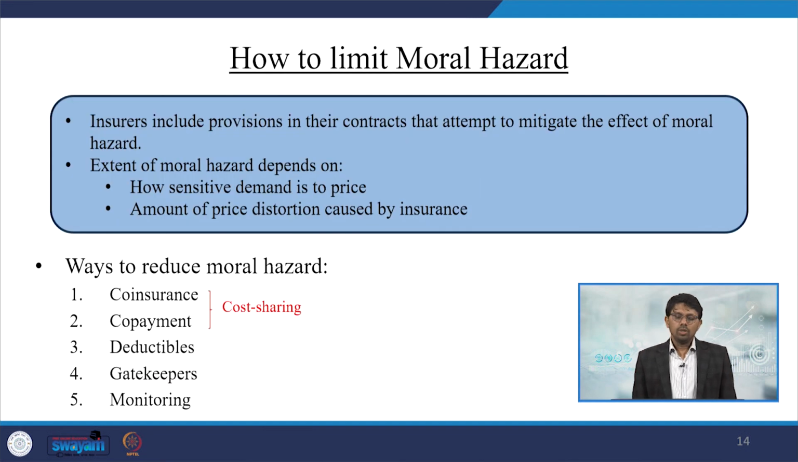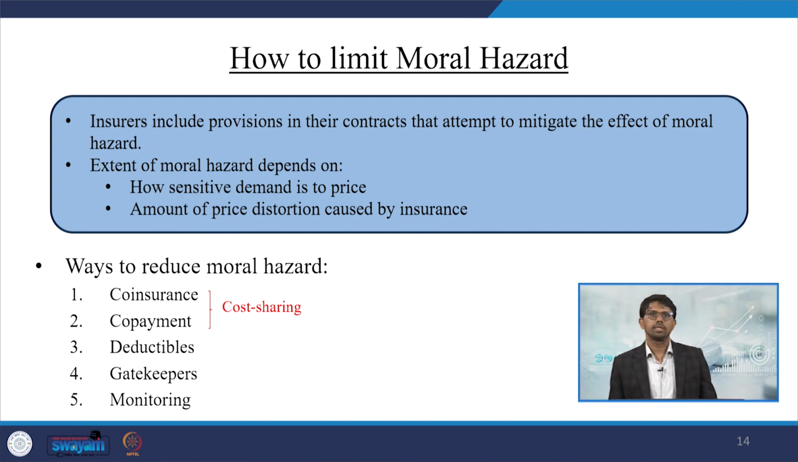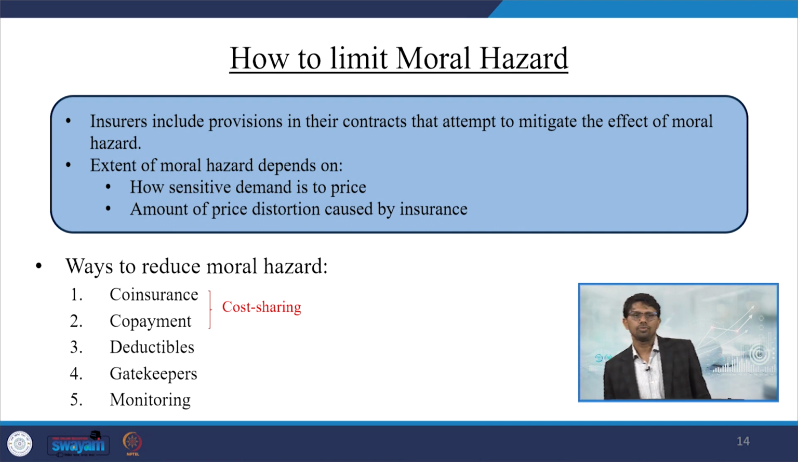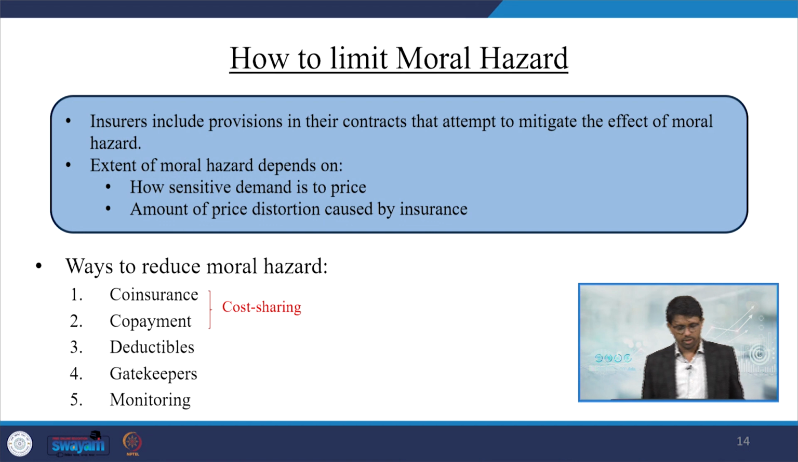Okay. Now, how to limit this moral hazard? There are some suggestions given, as I already mentioned, related to price or sensitivity. Insurers include provisions in their contracts that attempt to mitigate the effect of moral hazard. The extent of moral hazard depends on how sensitive demand is to price and the amount of price distortion caused by insurance. So, there are suggestions given. Out of the few, the main ones are: one, deductibles; gatekeepers; and monitoring.